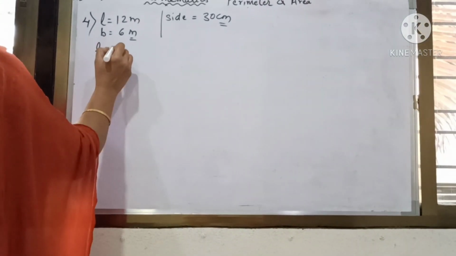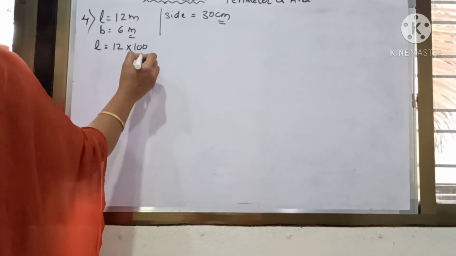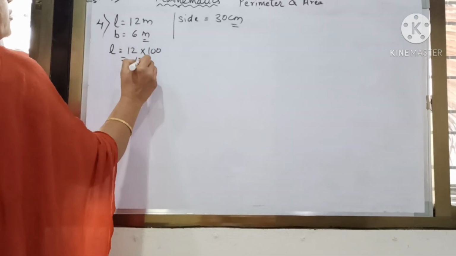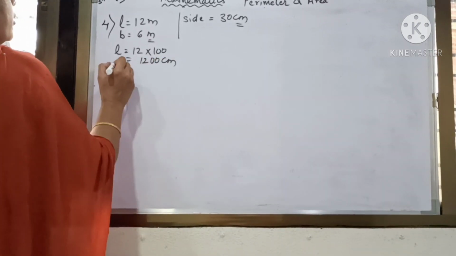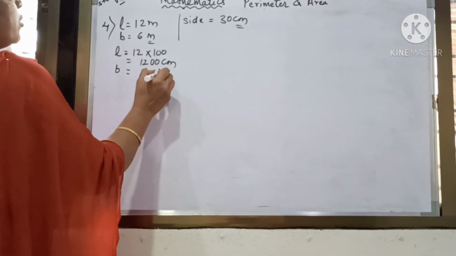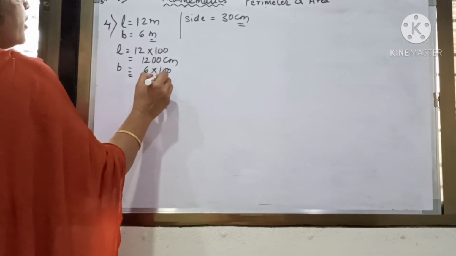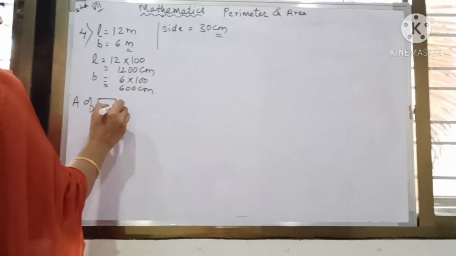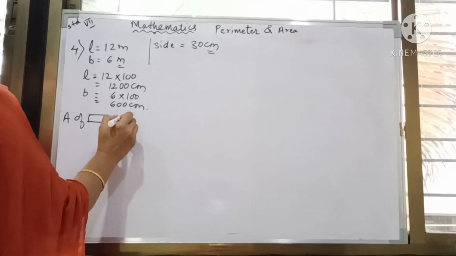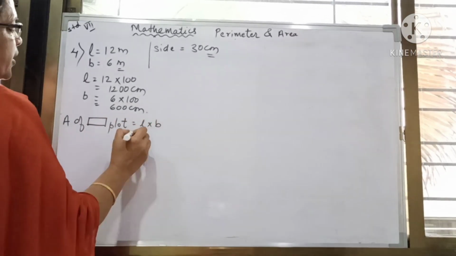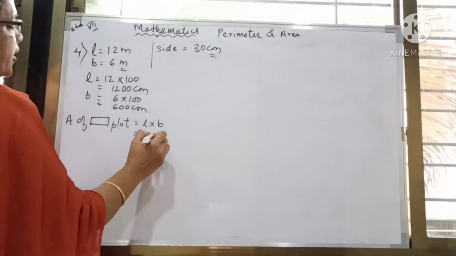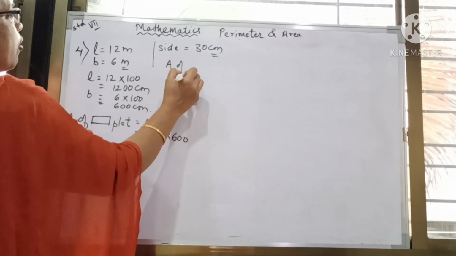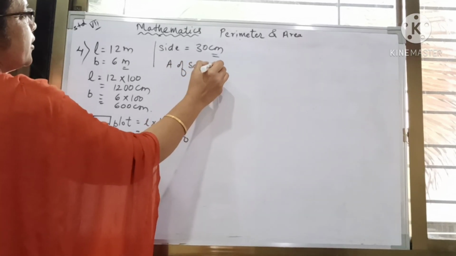So length will be 12 into 100, because you know that 1 meter is equal to 100 centimeters. So it will be 1200 centimeters. And breadth will be 6 into 100, that is 600 centimeters. So we will find out the area of the rectangular plot, which is equal to length into breadth. So 1200 into 600, and then the area of this square tile.